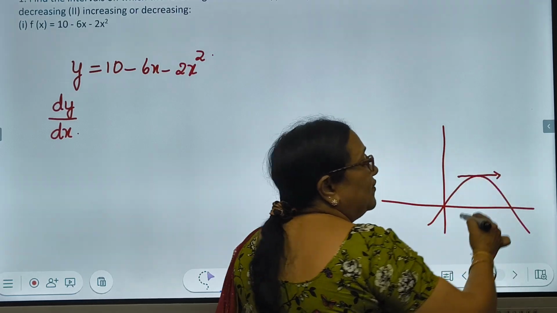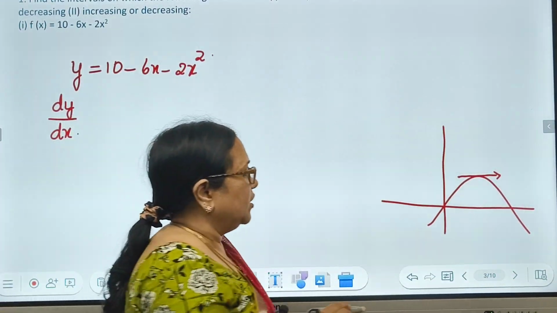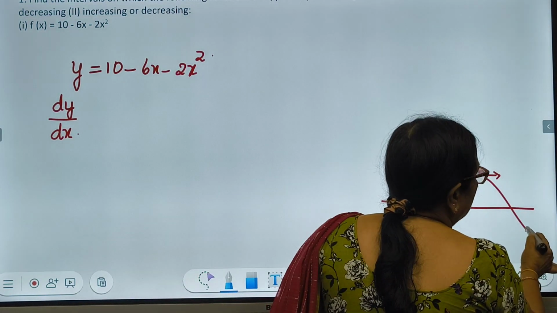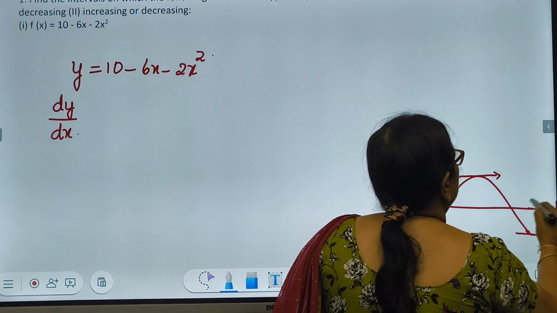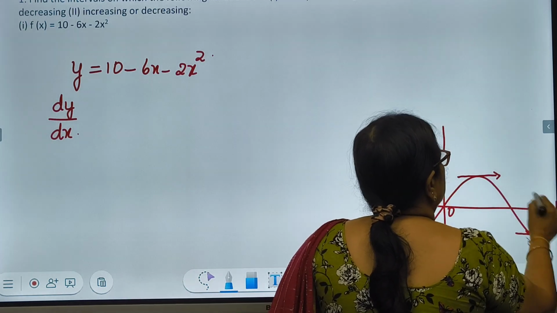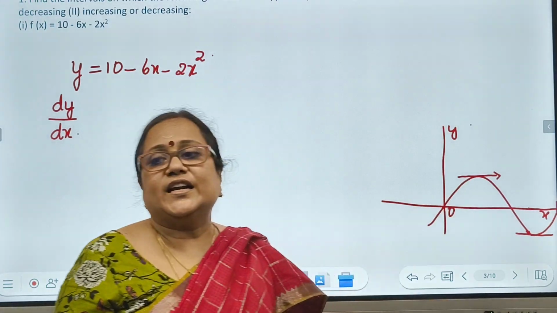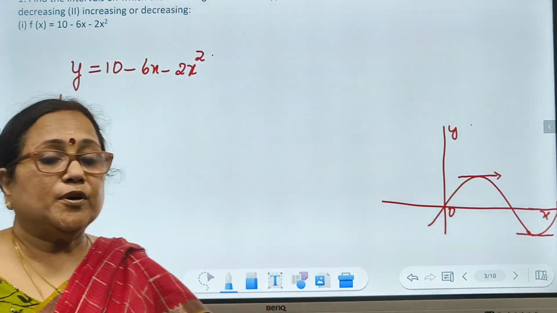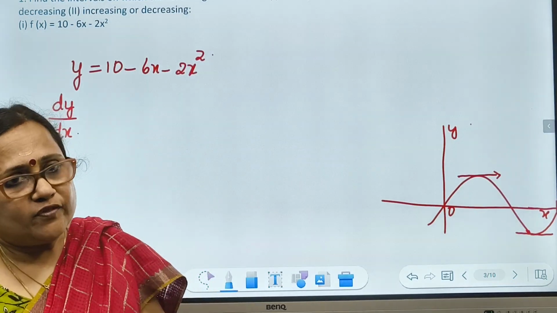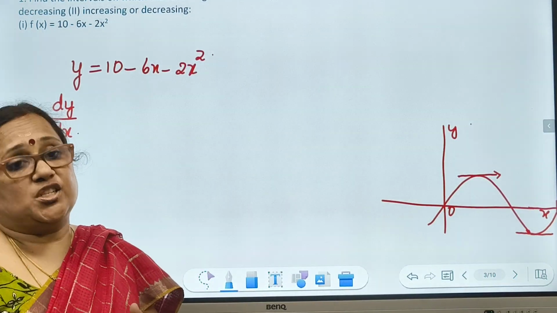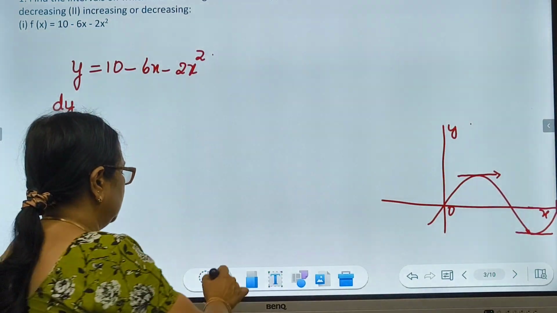So whenever a function changes from increasing to decreasing or decreasing to increasing, then when I draw a tangent, it is going to be parallel to the x-axis. Okay, that point is called a critical point, because to the left of that it's either increasing or decreasing. To the right of that critical point also it changes from increasing to decreasing or decreasing to increasing.